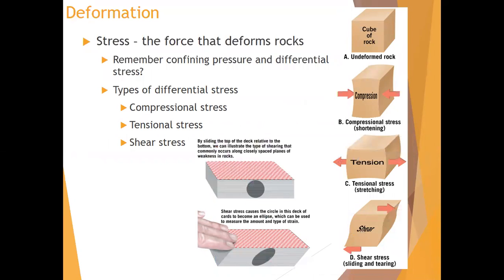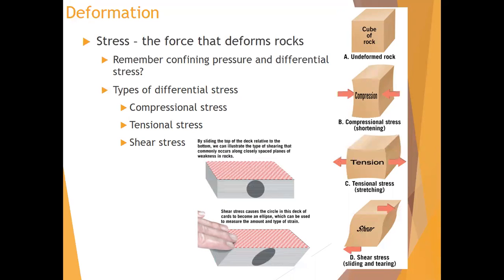So hopefully, if you remember back to when we talked about rocks, we talked about stress. Stress was one of the things that led to metamorphic rocks. Stress is a force that deforms rocks. It can change them. And stress was related to foliation in rocks. I'm going to assume you remember that idea of confining pressure and differential stress. Confining pressure dealt with stress being uniform in all directions. The differential stress was that stress was unequally applied in different directions.